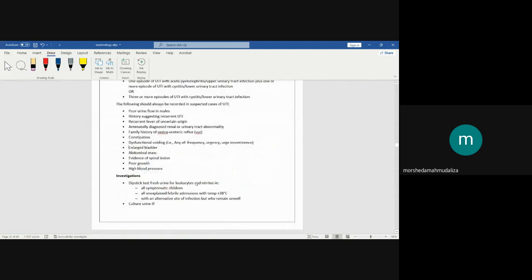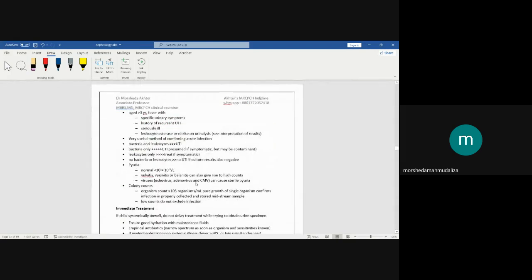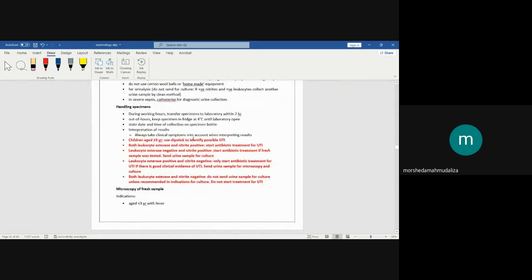Then I think we know that the dipstick test is the primary method of diagnosis of urinary tract infection. But if you get leukocyte esterase or nitrite positive, you have to go for urine RE, followed by culture. Primarily you will do the dipstick test. The most important thing is nitrite. When nitrite is positive, there is a high probability of UTI, but if only leukocyte esterase is positive, you have to search for clinical features, then go for antibiotics.